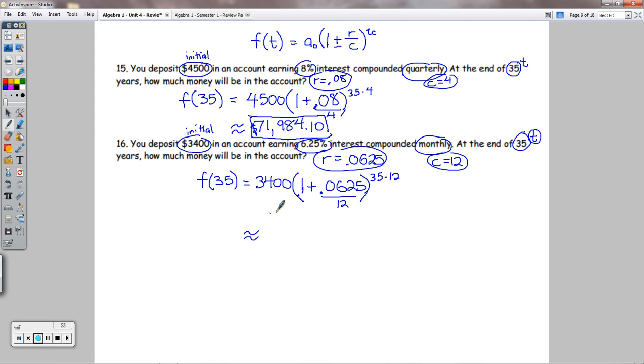Plugging this into a calculator yields 30,132.33. Good idea to check with your own calculator and verify that you get the same thing. Make sure that you know how to type these things into the calculator to get the right answer.